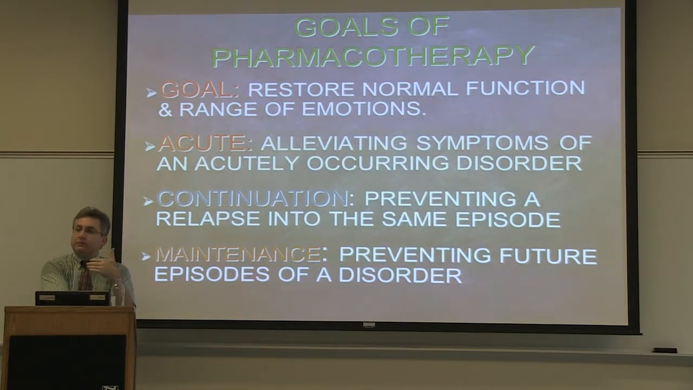They're also used on a continual basis to keep someone from having a relapse. Usually relapse is within the first 6 months or so of an episode. And then medications are also used to maintain someone to prevent a recurrence of the same disorder. And so someone who, let's say, has bipolar disorder might be on lithium or Depakote for an extended period of time to maintain them from having a recurrence of their illness. So those are pretty much the main reasons that we use medication.